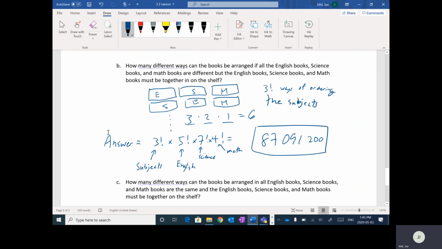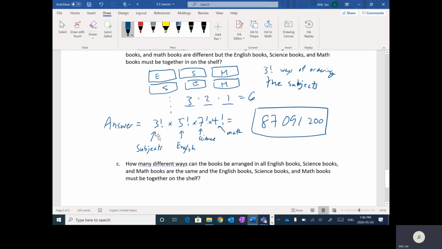All right. So yeah, this one's kind of tricky. Just the individual subjects, like the books within them, and then just the overall different ways of arranging those subjects. You multiply it by that.